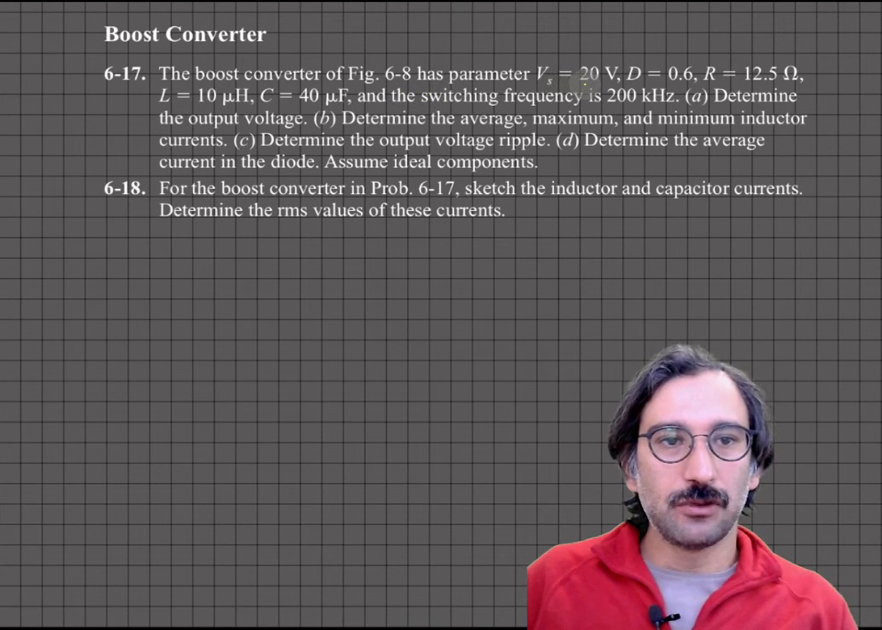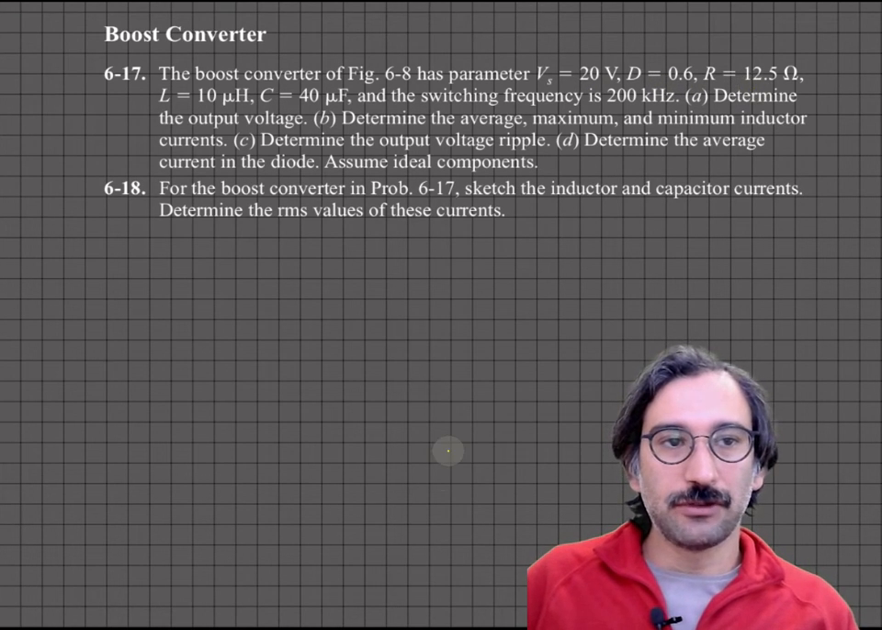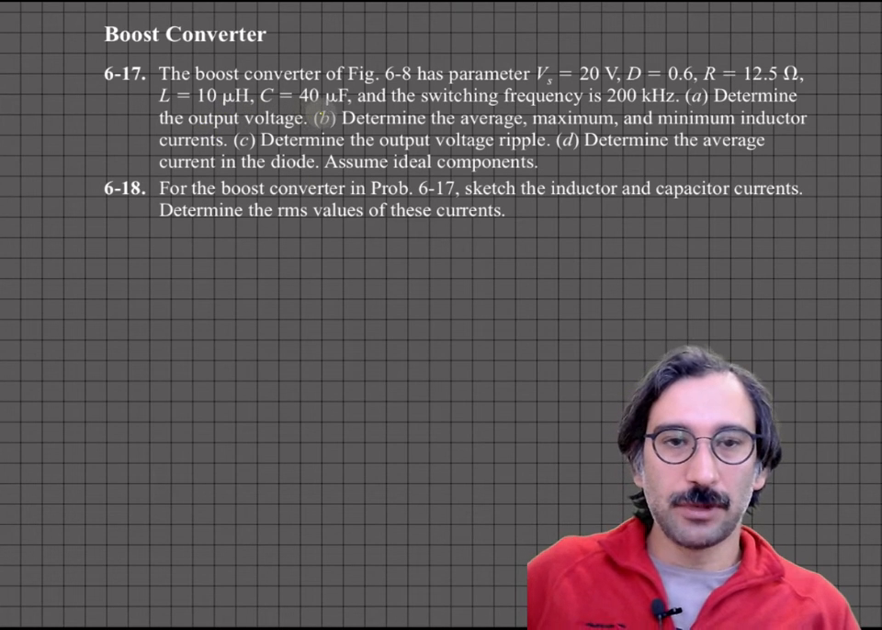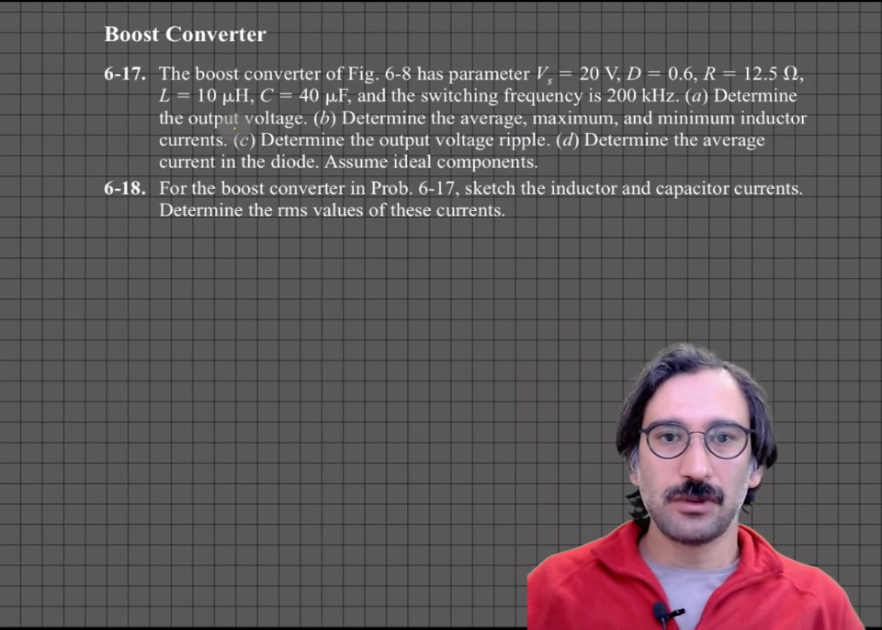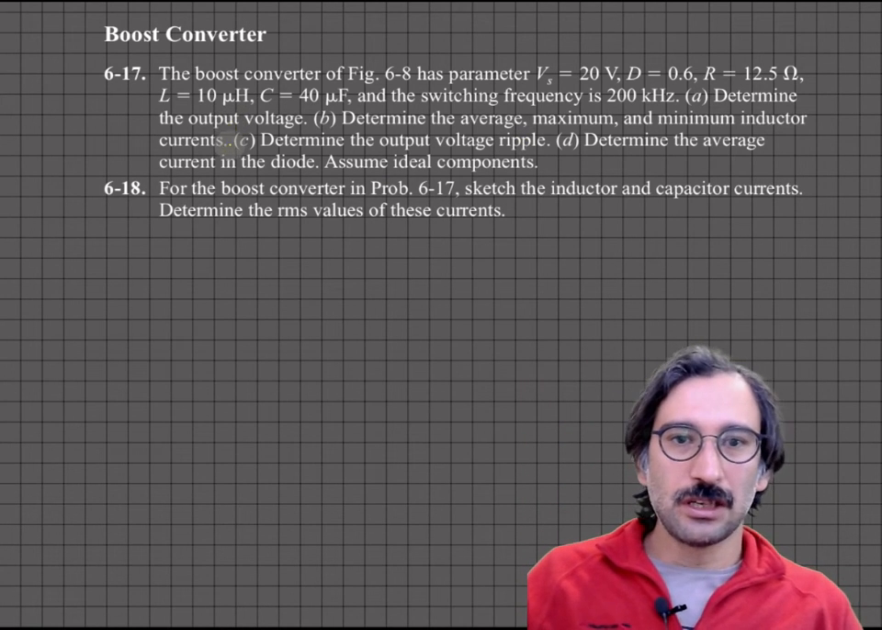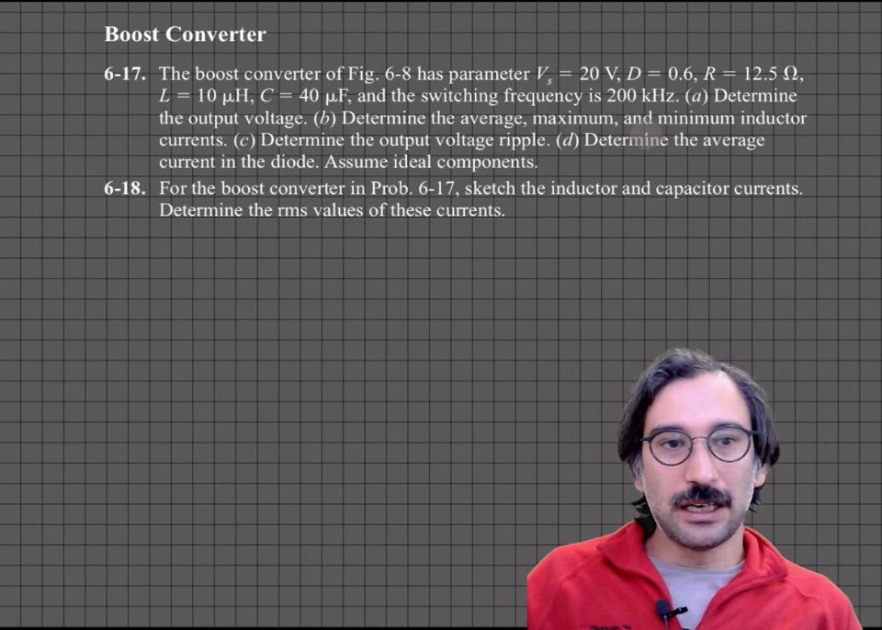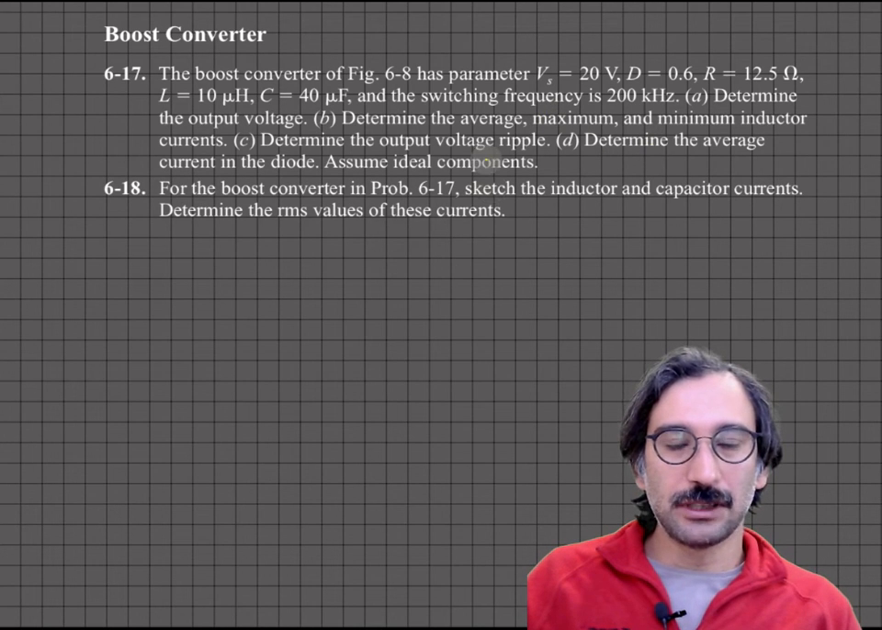And our input voltage is 20 volts, our duty cycle is 0.6, and we have a load of 12.5 ohms. L is 10 microhenry and C is 40 microfarad. Okay, and the switching frequency is 200 kilohertz. First we need to find the output voltage, then we need to find the average, maximum and minimum of the inductor current, and the same for the voltage ripple and diode currents.